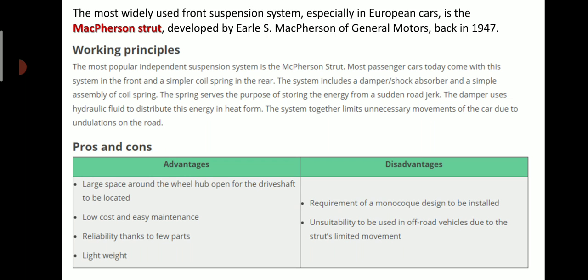What are the pros and cons, or advantages and disadvantages? Advantages are a large space around the wheel hub, open for the drive shaft to be located, low cost and easy maintenance, reliability and lightweight. What are the disadvantages? Requirement of monocoque design of the vehicle body. Unsuitability to be used in off-road vehicles due to the strut's limited movement.